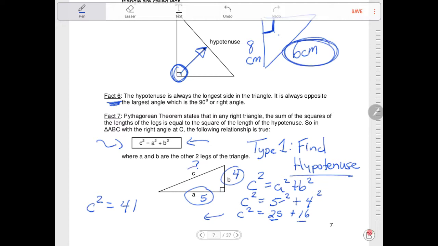Now, side C is not 41. That's really big compared to 5 and 4. What you must do now is square root both sides. So you would get C equals, and square root is kind of this check mark looking thing. Hopefully your teacher can help you find that. And if you square root 41, you're going to get an answer in the ballpark of 6.4.